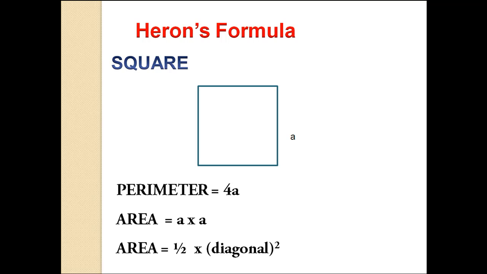Next is square. Perimeter is 4 times A, where A is the side of the square. Remember, all sides are equal for a square. Area equal to A square, that is A into A. Another way of finding area is half into diagonal square.